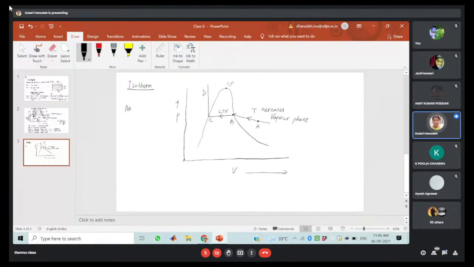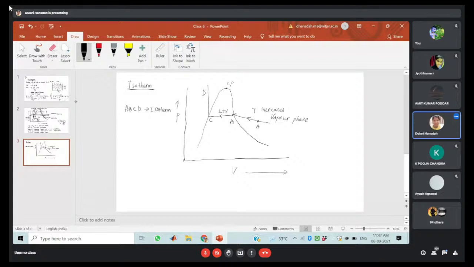So here your ABCD is known as the isotherm of a pure substance on a PV diagram. Okay, on a PV diagram. So ABCD is the isotherm of the PV diagram.